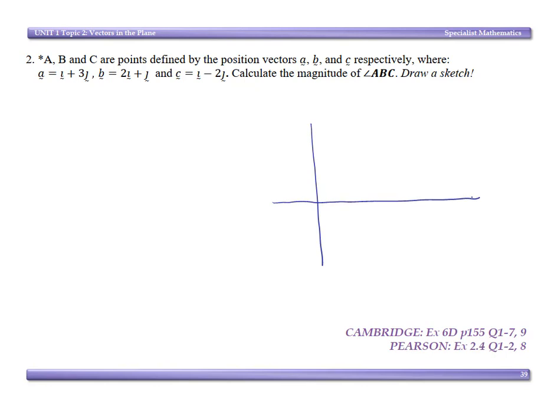So vector A is 1, 3. So it doesn't have to be to scale. So that's vector A. B is 2, 1. Let's put it about there. And C is 1, negative 2. Forgot to put B. So 1, negative 2.